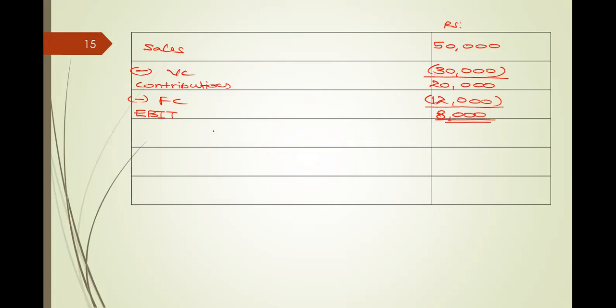Now we can calculate the degree of operating leverage. Degree of operating leverage equals sales minus variable cost, that means contribution, divided by earnings before interest and taxation. That means simply 20,000 divided by 8,000. Then the degree of operating leverage is 2.5. This is the first part.